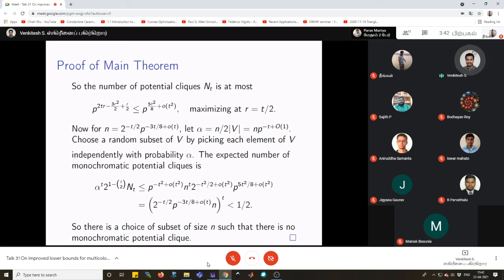Therefore, there is a choice of a subset of size n, such that there is no monochromatic potential clique even, and therefore there is no monochromatic clique either of size t. Okay, so that's the final conclusion from this probabilistic analysis, and that concludes the theorem, as we have seen.